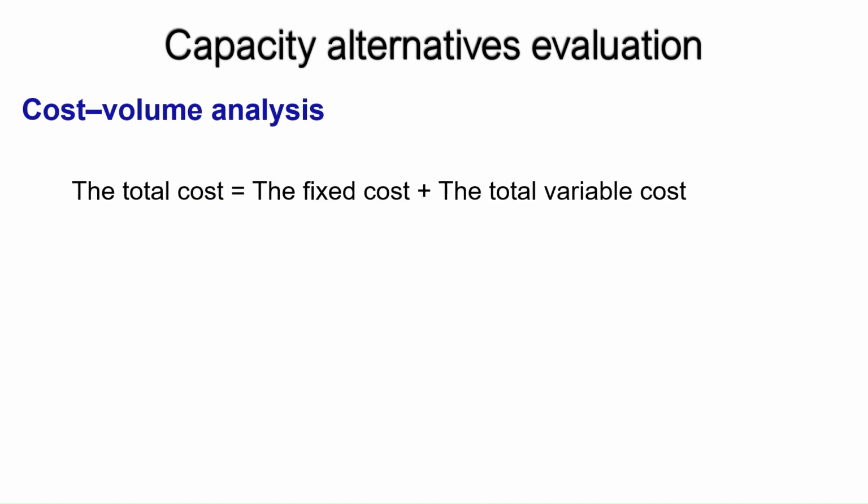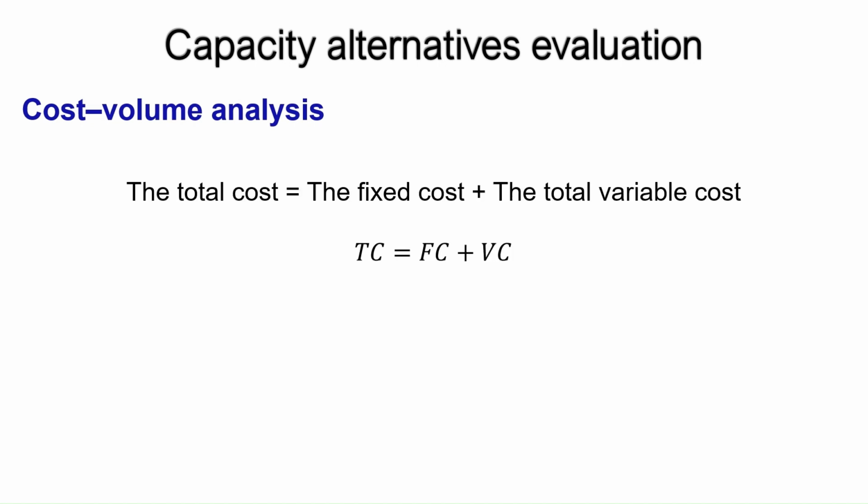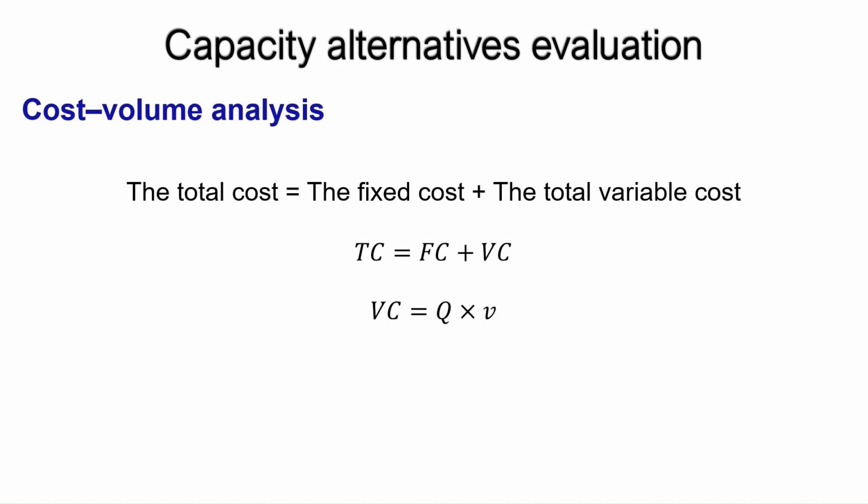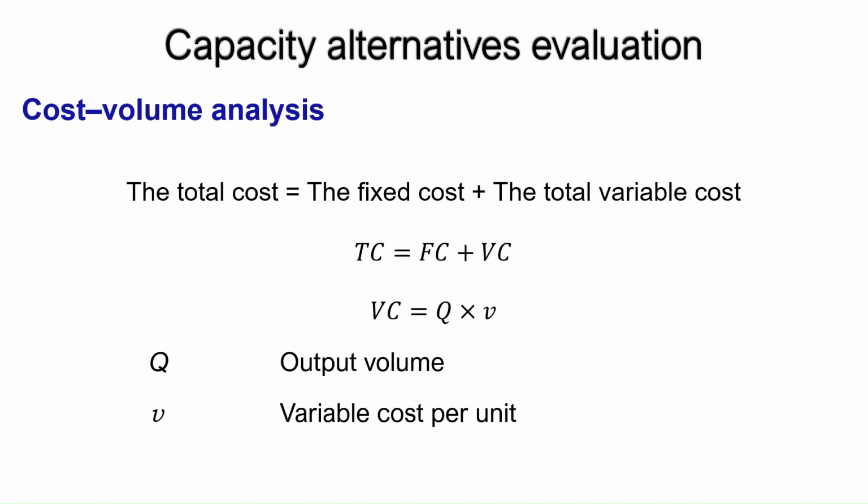The total cost associated with a given volume of output is equal to the sum of the fixed cost and the total variable cost. That can be mathematically expressed by this equation: TC equals FC plus VC, where TC is the total cost, FC is the fixed cost, and VC is the total variable cost. The total variable cost can be calculated by this formula: VC equals Q multiplied by V, where Q is the output volume, and V is the variable cost per unit.